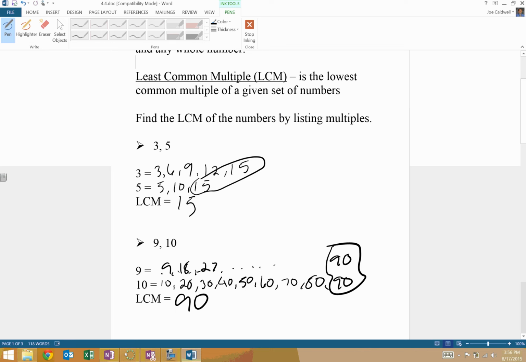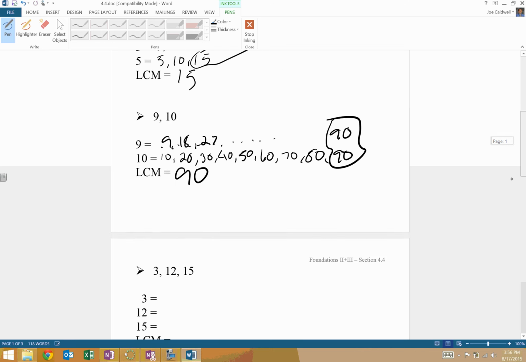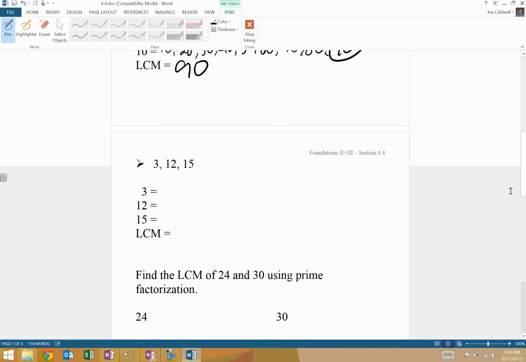In this particular example, it was just these two multiplied by each other. That's not always the case. Let's take a look at 3, 12, and 15. When you have three numbers, again, it has to have all of them in common. Still, I like to start with the biggest number and see if the others can go into it. So 15, can 3 and 12 both go into 15? No.